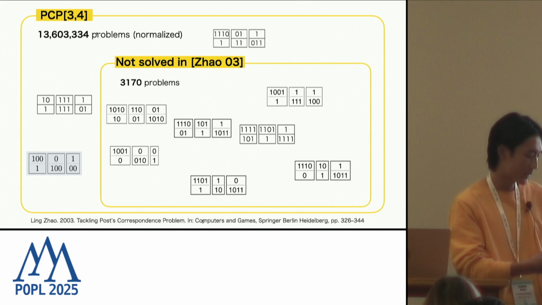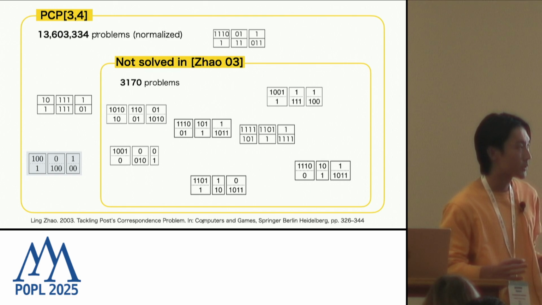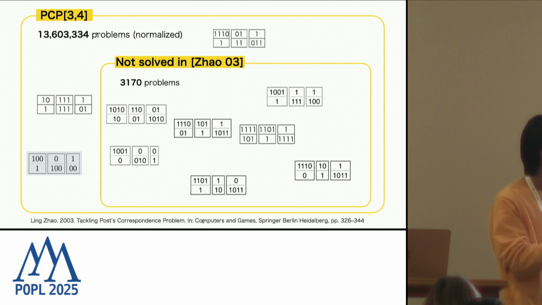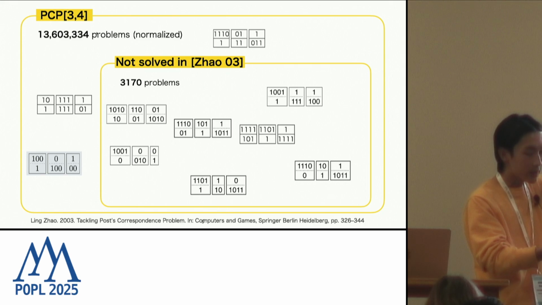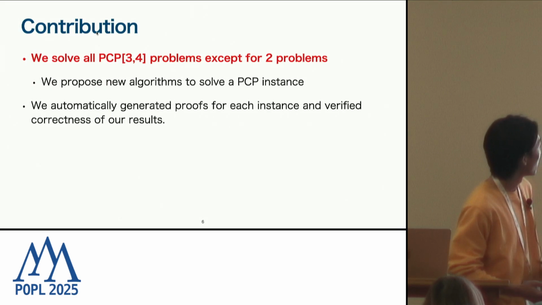But why focus on PCP(3,4)? PCP instances with 2 tiles are shown to be decidable. And PCP(3,1), (3,2), and (3,3) were completely solved in his study. So now PCP(3,4) is the minimum unsolved problem set. Tackling specific instances might help us get some intuition about the decidability of PCP instances with 3 tiles. That's the motivation.